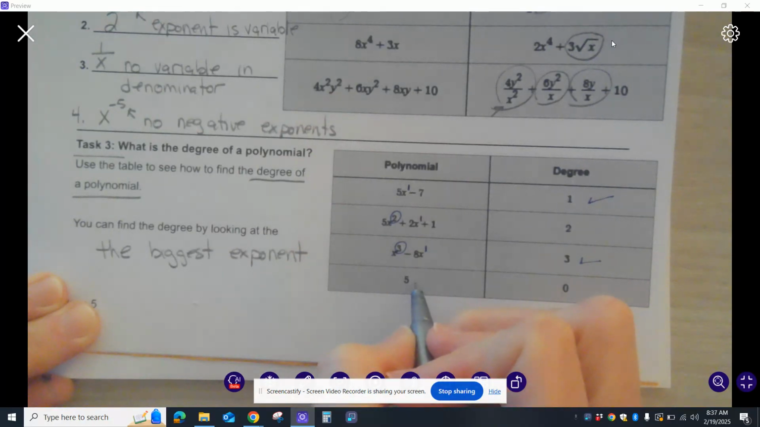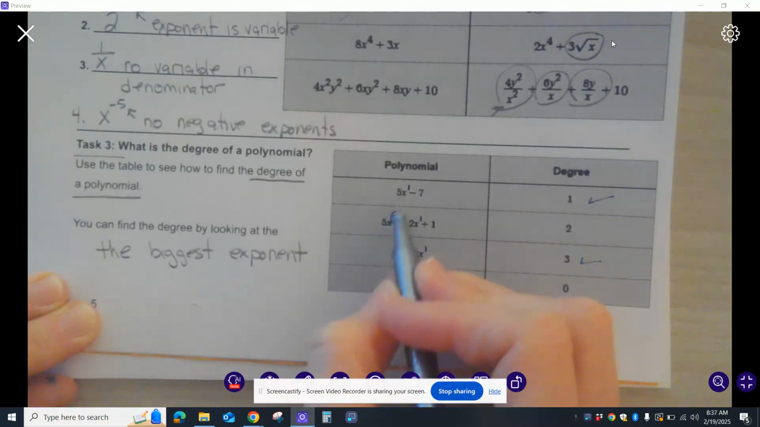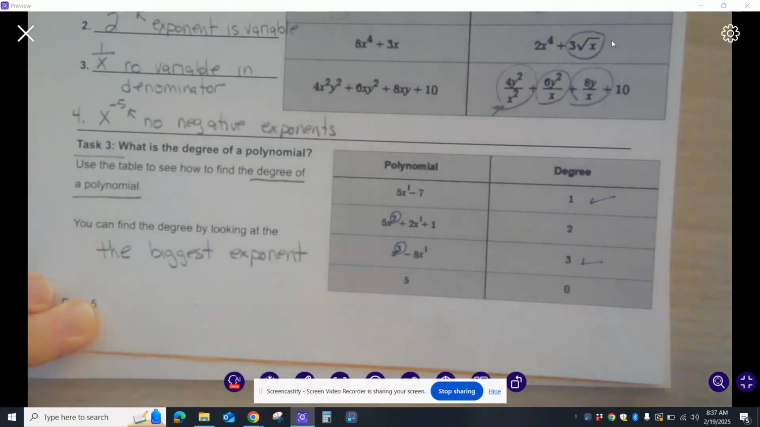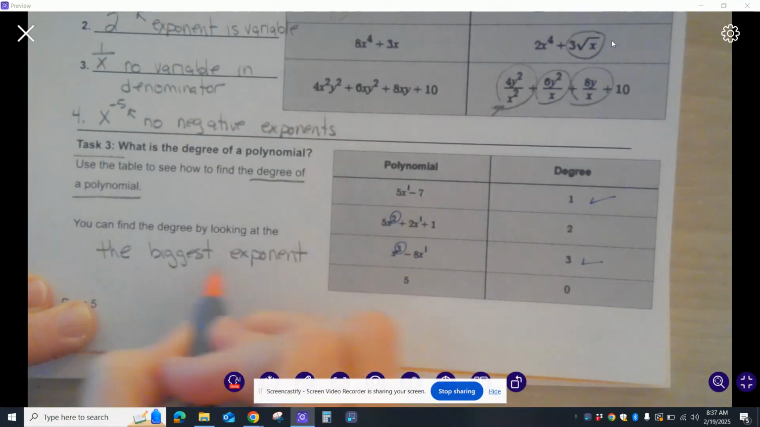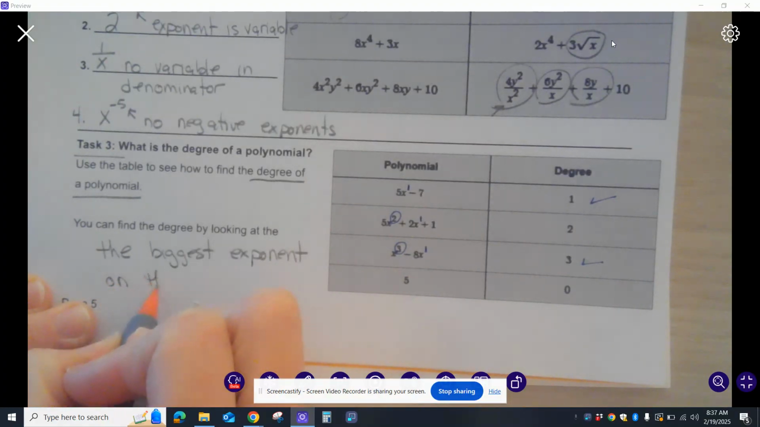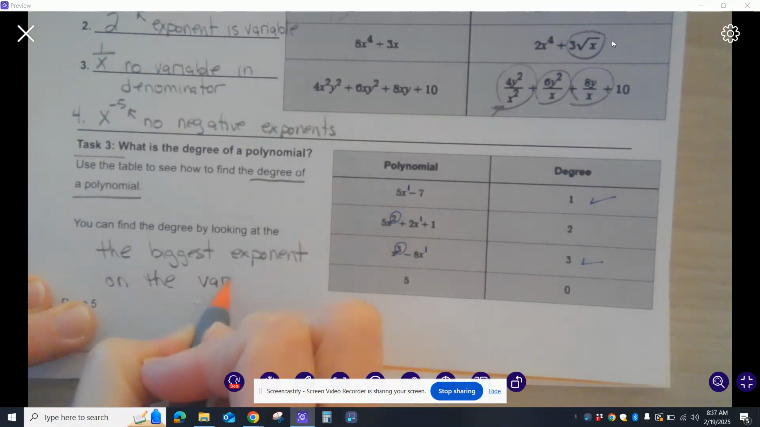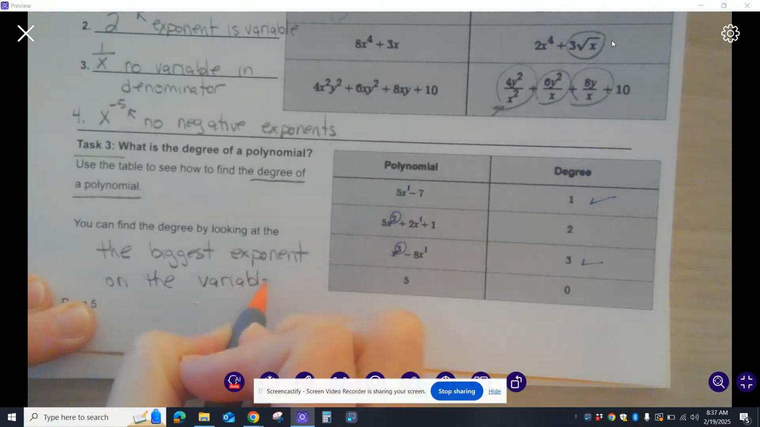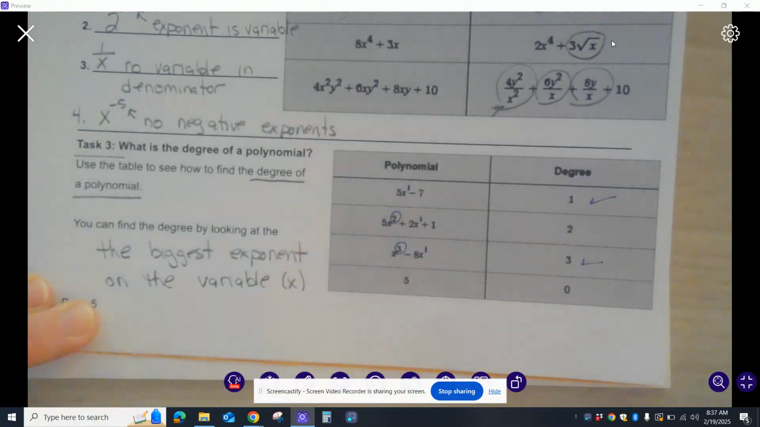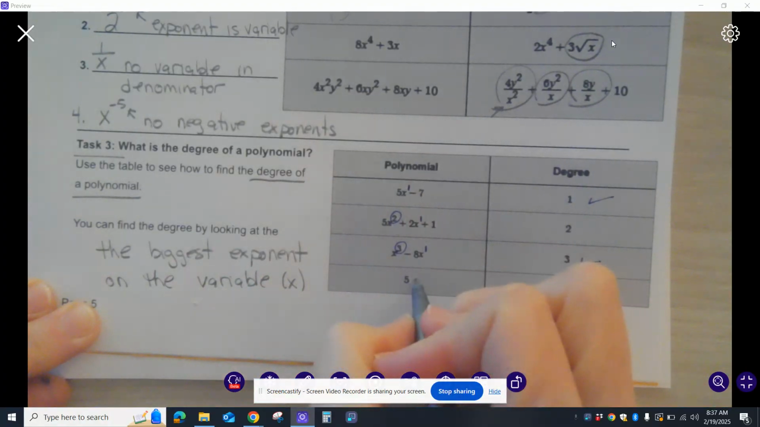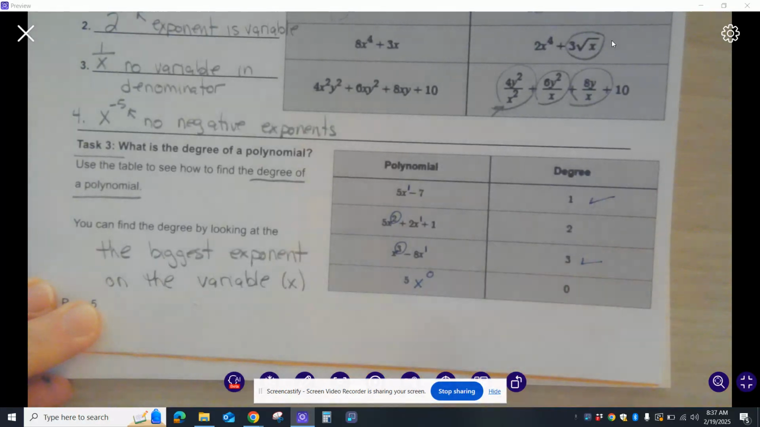This one, you might be thinking, well, it doesn't have a variable. Up here, these exponents are always on the variable. Actually, let's add that in here. The biggest exponent on the variable, which most of the time will be an x. I want you to add in x to the 0 here.